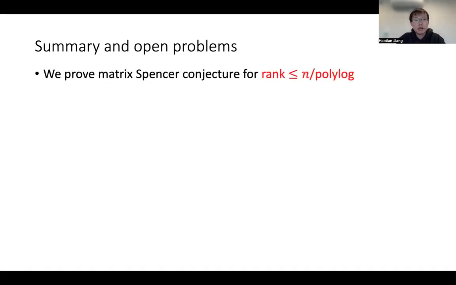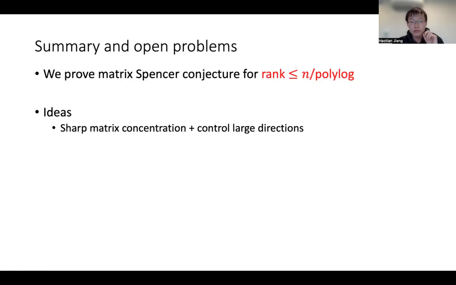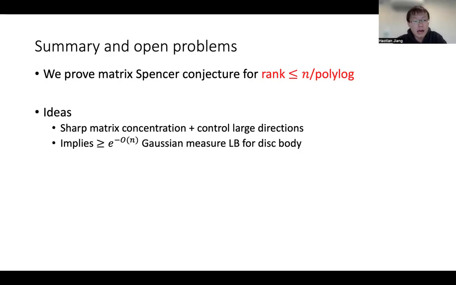So these are the main ideas for proving the main result. Just to summarize, we show that the matrix Spencer conjecture is true, assuming the rank of the matrices is at most n over polylog. The main idea is to use sharp matrix concentration inequalities together with controlling large directions. This implies an e to the negative small constant times n Gaussian measure lower bound for the discrepancy body, and then this implies partial coloring by standard tools.